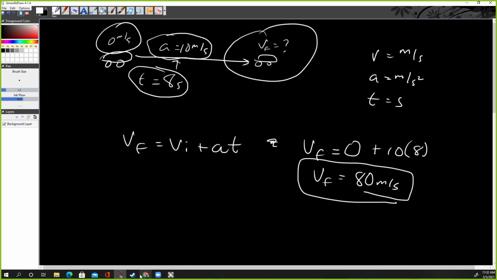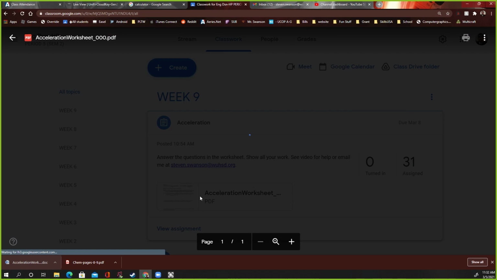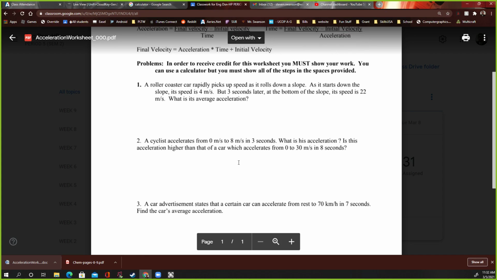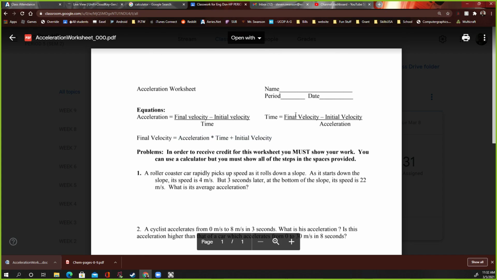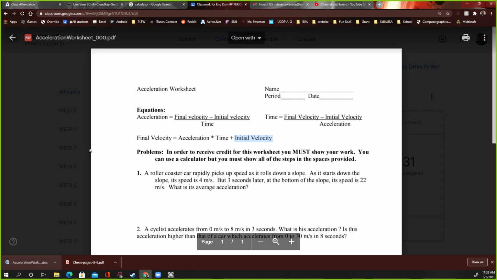And that's it. Your work is going to be over here in acceleration right here. And it's only 5 problems. And the equations are here, but written a little funky because it's in Microsoft Word. But you can always look at this video and use those equations. It's the same thing. It's final velocity minus initial velocity divided by time. Time is final minus initial divided by acceleration. Or final velocity is acceleration times time plus the initial velocity. So it's just reversed. I added it to begin with, but it's the same exact equation. Make sure you show your work for full credit, and that's pretty much it, folks.